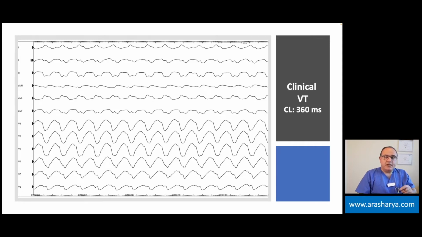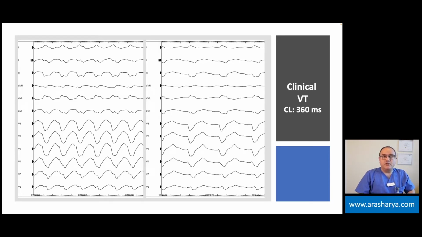When we look at the leads, especially 2, 3, aVF, and the QRS duration, this may suggest an epicardial exit. But there is one important point. This is a patient with post-infarct ventricular tachycardia, and some of the ECG criteria that we use to differentiate endocardial from epicardial exit, especially some criteria in QRS morphology, are not applicable to patients with post-infarct ventricular tachycardia.